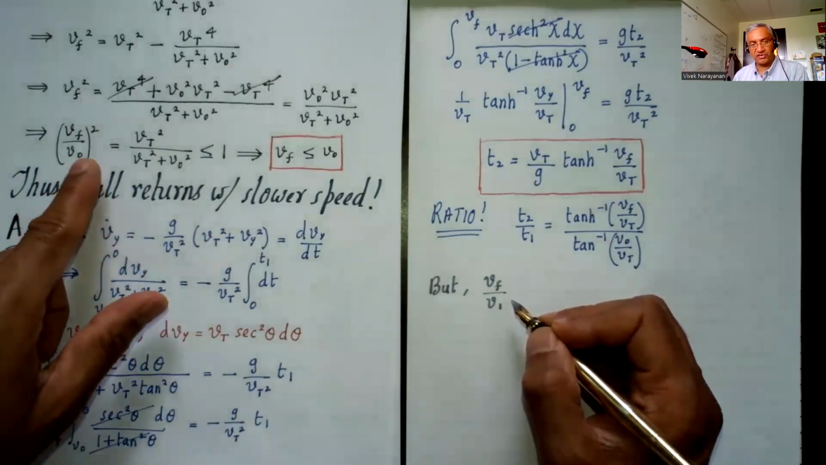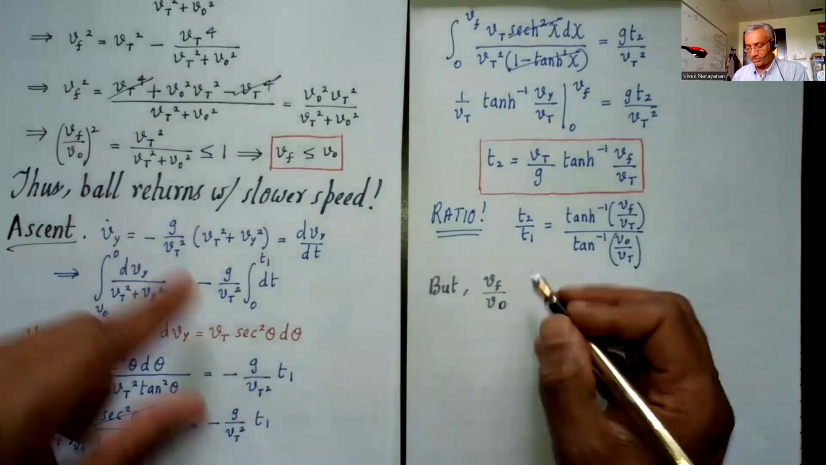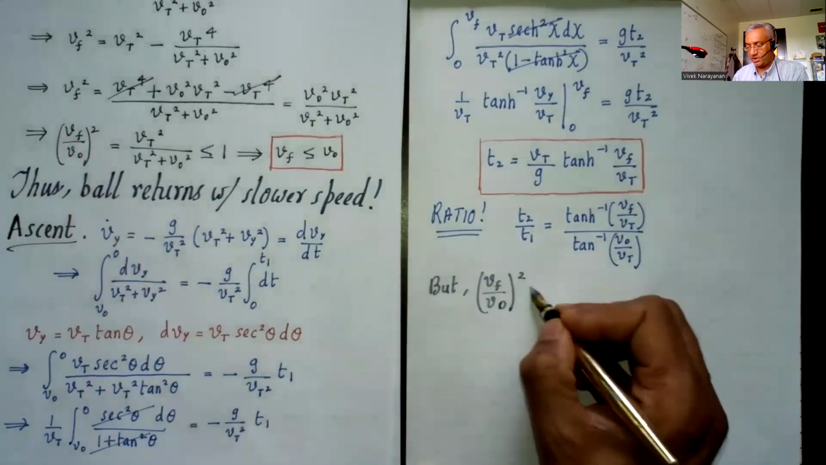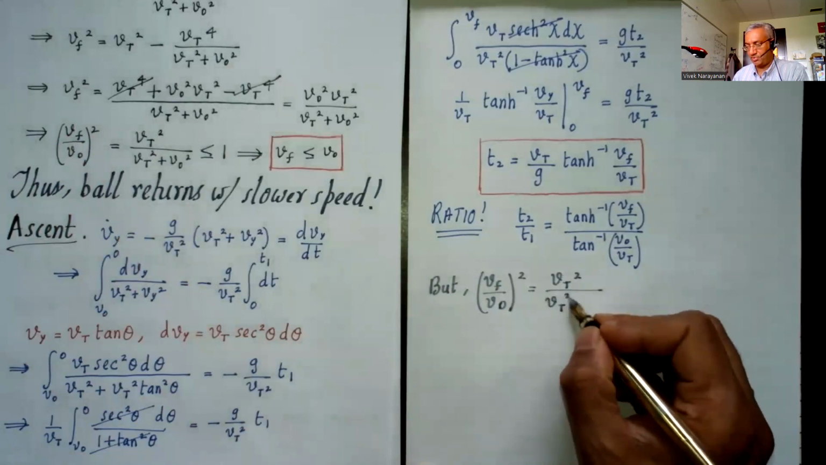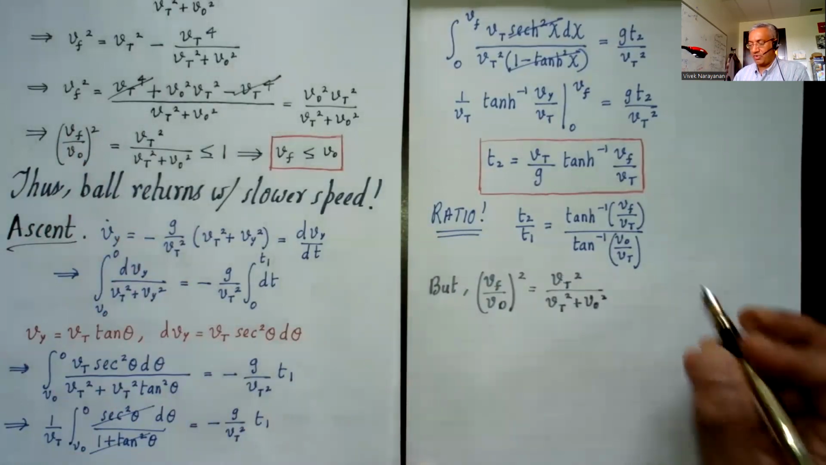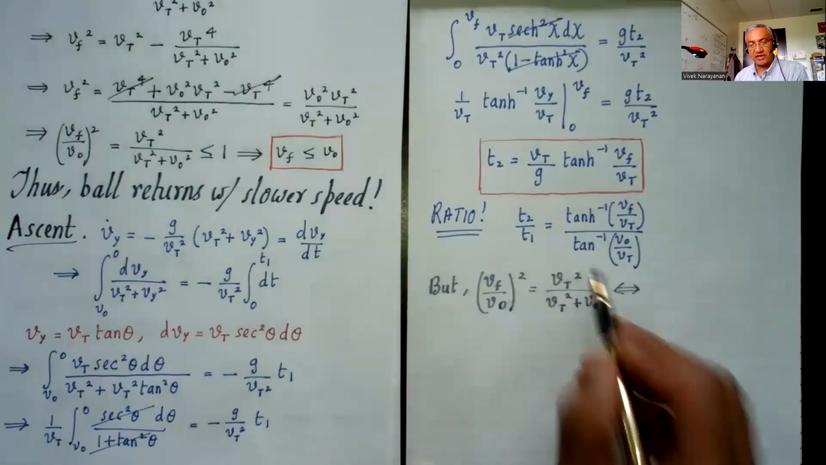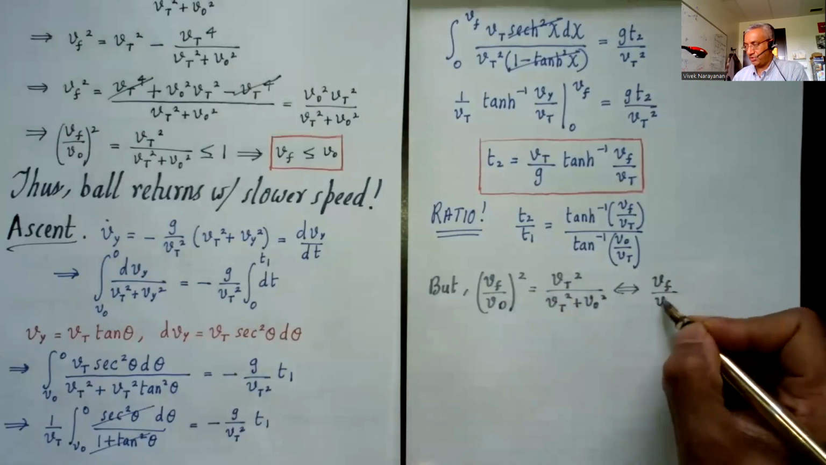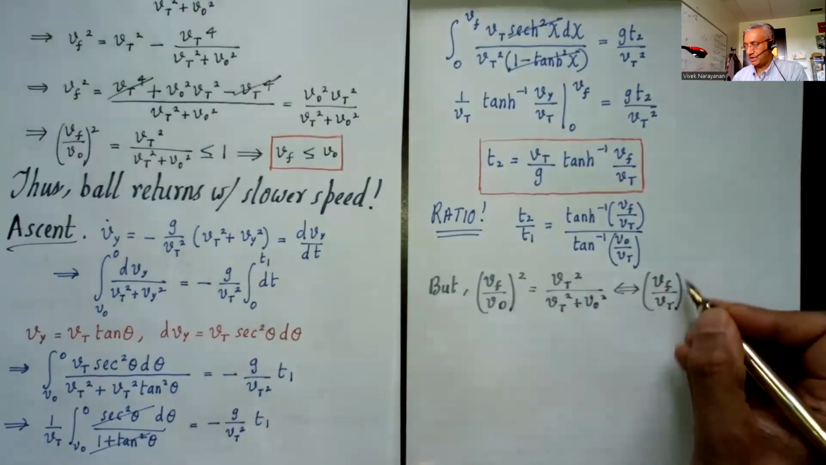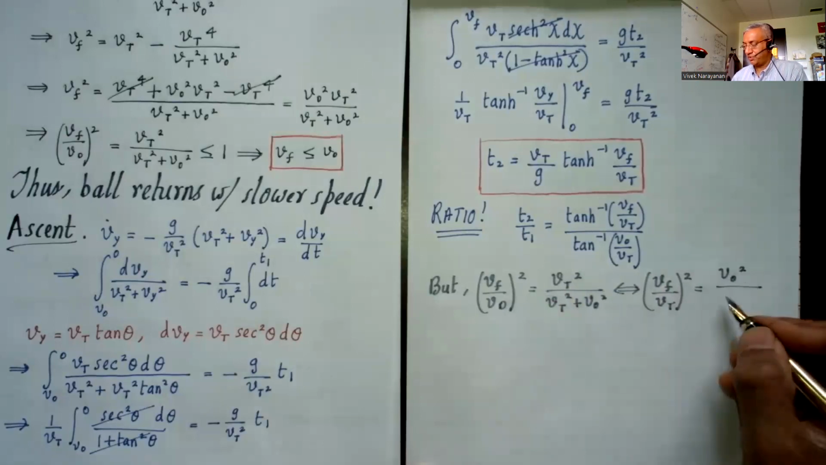Well, what I'll do here is this. Let me first write this. Vf over V0 squared equals Vt squared over Vt squared plus V0 squared. What I'm going to do is pull the Vt squared down and take the V0 squared up. Okay, so I'll do that switcheroo. And then I have V0 squared over Vt squared plus V0 squared.